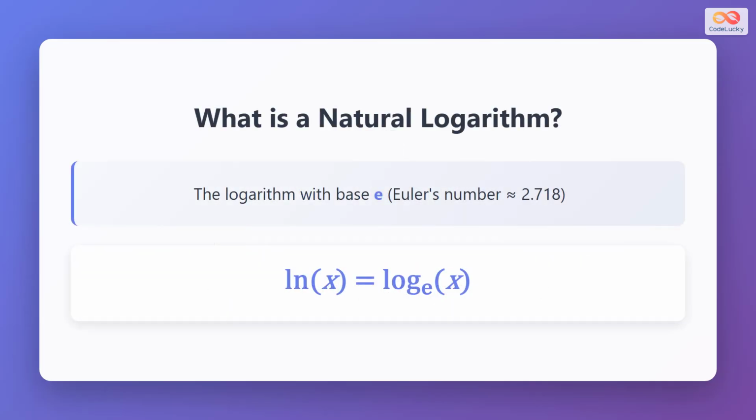A natural logarithm is a logarithm with base e, where e is Euler's number, approximately equal to 2.718. We write the natural logarithm as ln of x, which is mathematically equivalent to log base e of x. This special logarithm appears frequently in mathematics, science, and engineering applications.